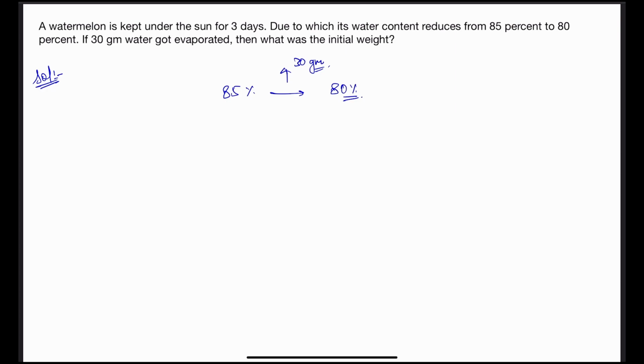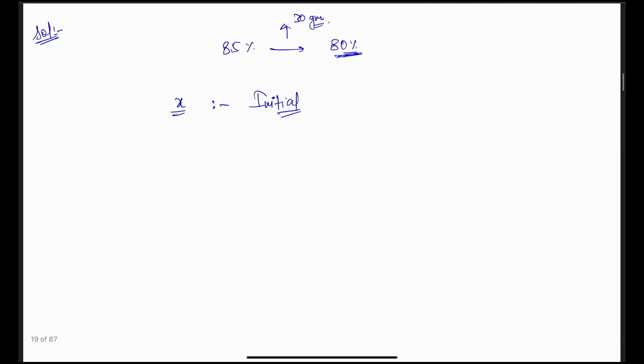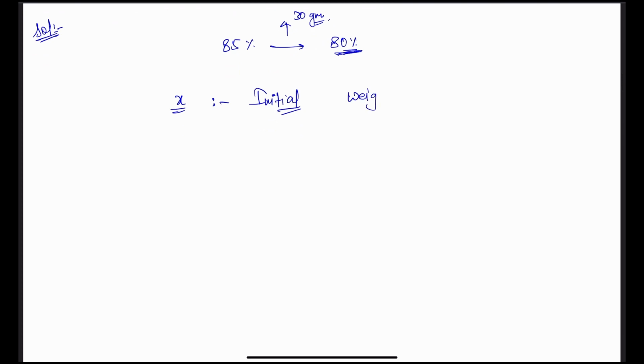So again, this 80% is with respect to the final one, and this 85% is with respect to the initial one. So both weights are not the same, initial and final, so we cannot bother about that. What we can do is, suppose the initial weight is x. So 85% of x is water.